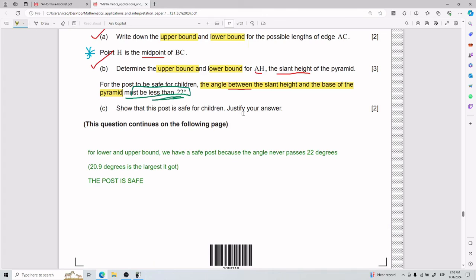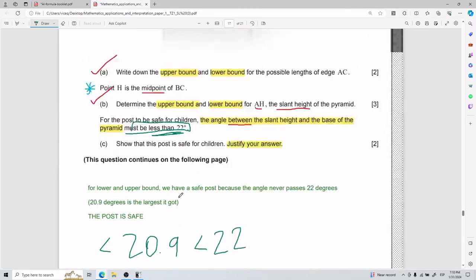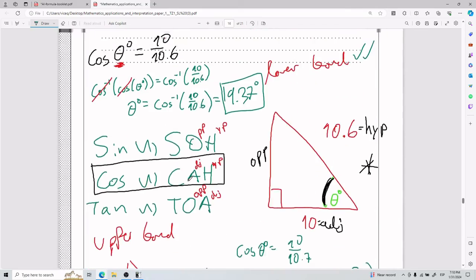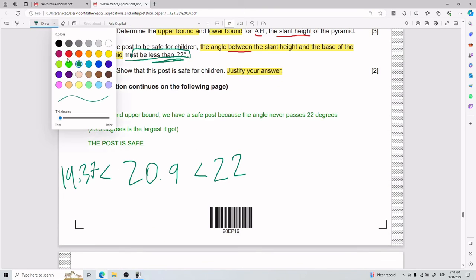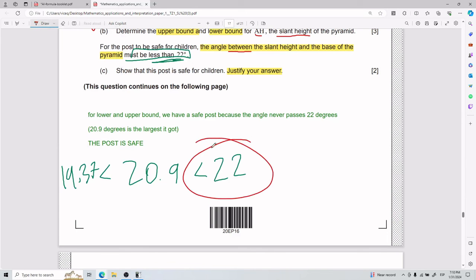Justify your answer. How did I know I had to write a sentence? Because it says justify your answer. So basically, if you get really, really mathy about it, you would put something like this: 20.9 is less than 22. Okay? And you could even put the other one as well. You can put 19.37 is less than 20.9 is less than 22. They never pass 22. Okay, that's the whole idea.